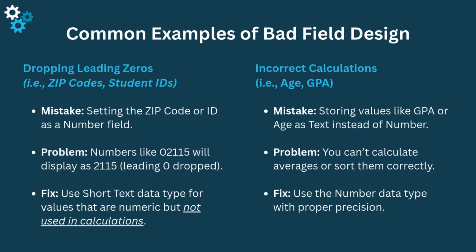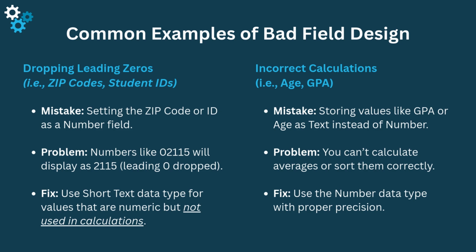Now let's look at some common mistakes in field design that can cause big problems. Dropping leading zeros. If you set a zip code field as a number, values like 02115 will become 2115. Because if that field is set as a number, then it is going to drop the leading zero, and that will misrepresent your data. So how do you fix that? Instead of making zip code a number data type, you should use short text. That way those numbers are treated like text and it will not drop any leading zeros.